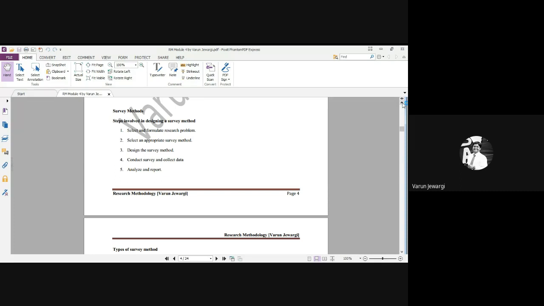Okay. Select and formulate research problem. The problem, every company has got a problem. Whenever they have a problem with their product or the brand, the company tries to fix it in their own way, but they simply can't fix it. Though they are experts in the market, they have to do a research, they have to conduct a survey. Only then they can resolve the issue.